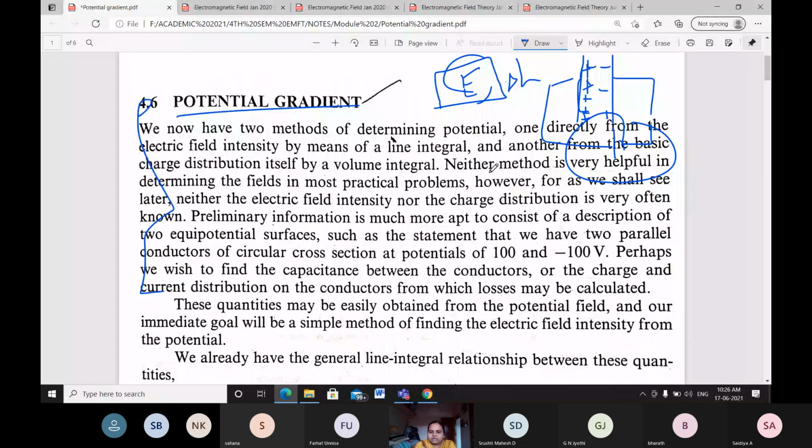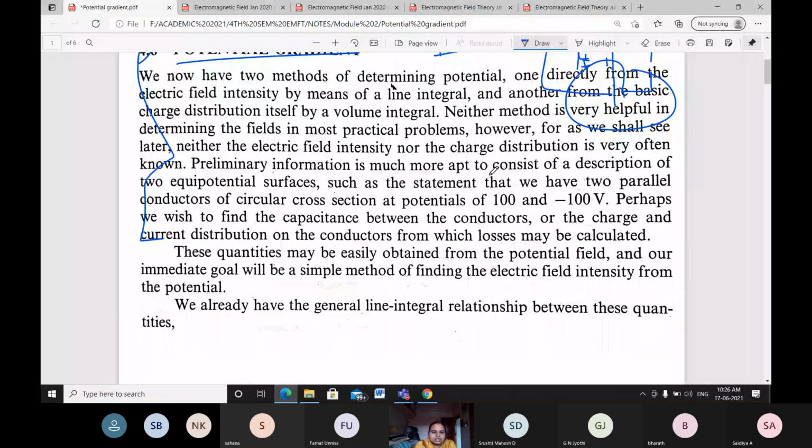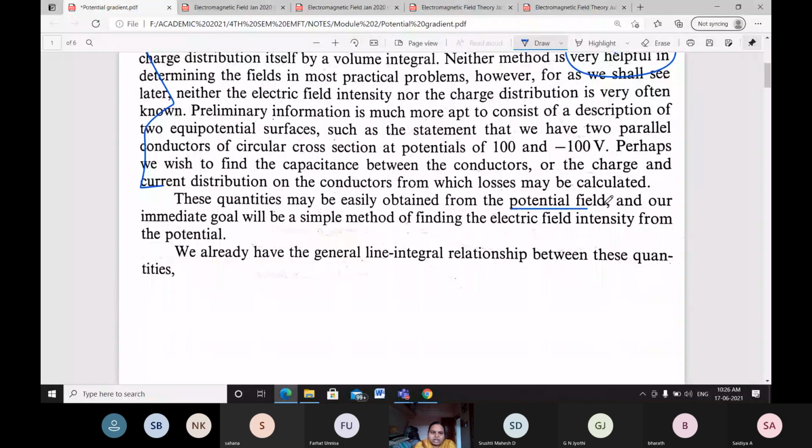We'll move on to the next part. Thus, these quantities can be easily obtained by the potential field, and that is our goal. The next part is a simple method of finding electric field intensity from the potential. That means we want our electric field intensity from the voltage. What should the relation be? Actually, I should not write that E is equal to V, but we want something here. What is that, and how are we going to get it?